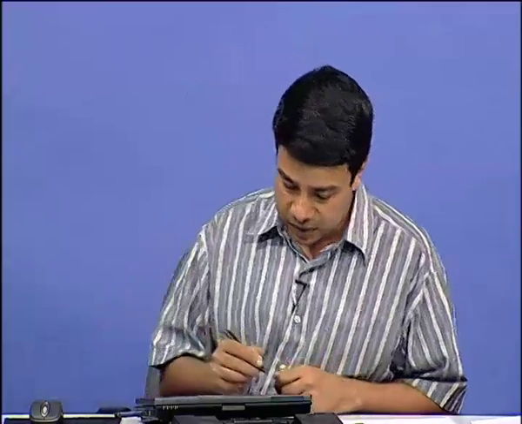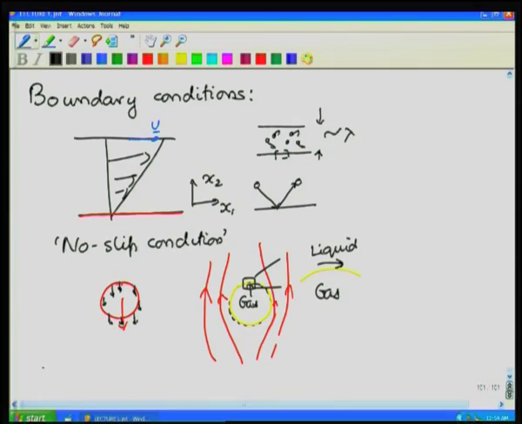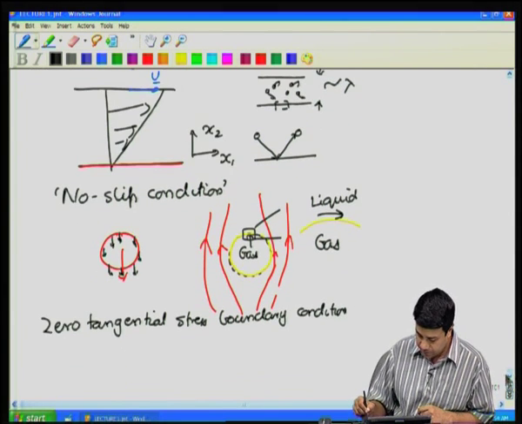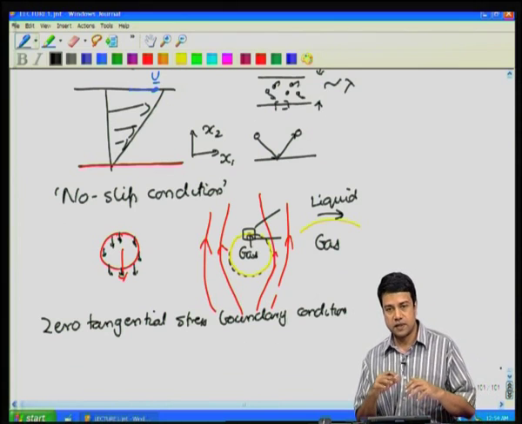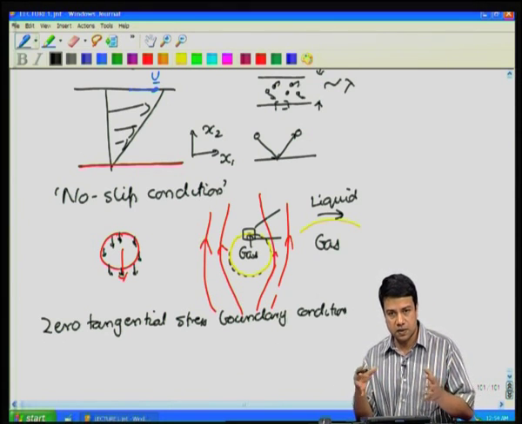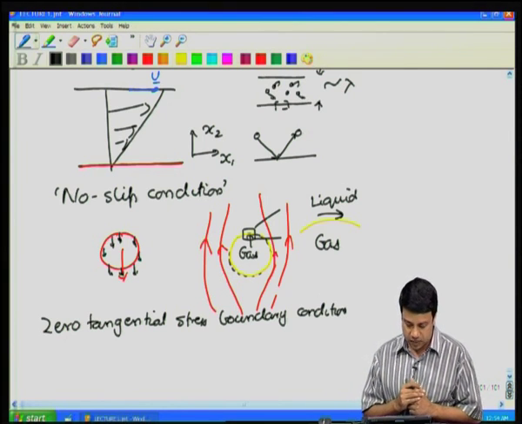So, at a liquid gas interface, you have a zero tangential stress boundary condition. That is, at the surface itself, the tangential stresses have to go to 0 as you approach the surface from the liquid side.